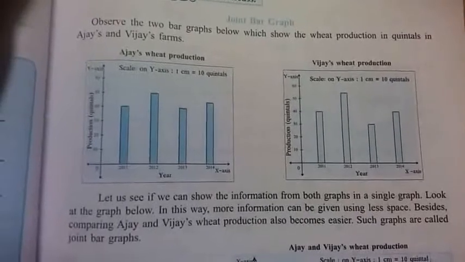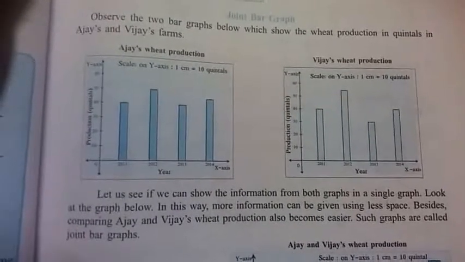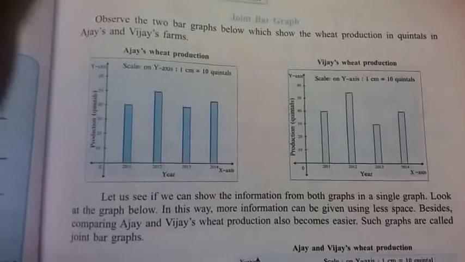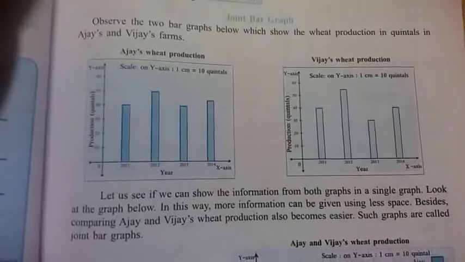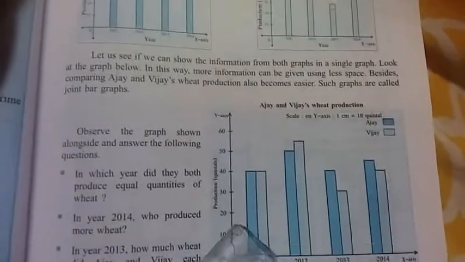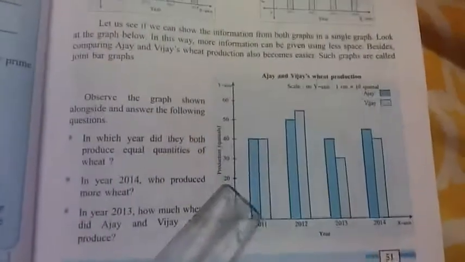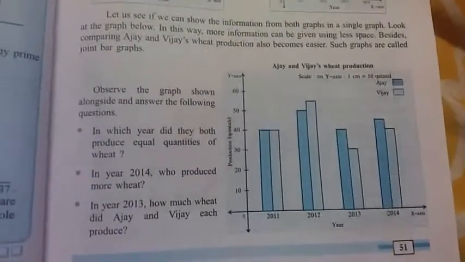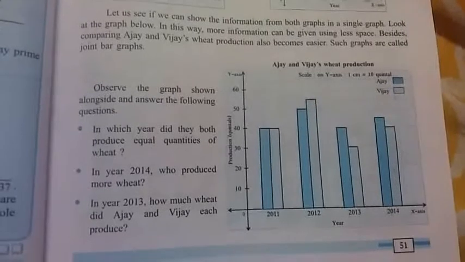Such graphs are called a joint bar graph. See, this is a joint bar graph and this is a bar graph. This is a joint bar graph. Observe the graph shown alongside and answer the question.